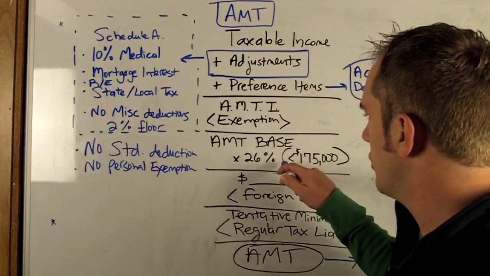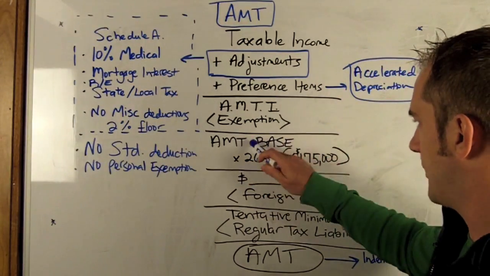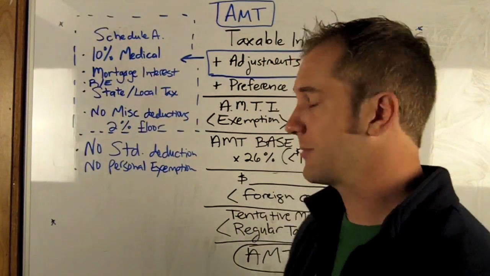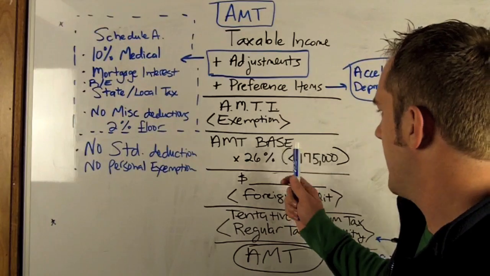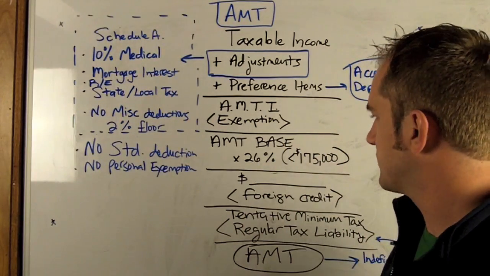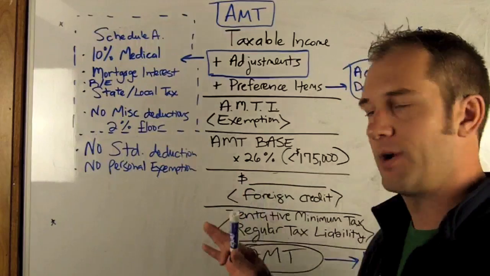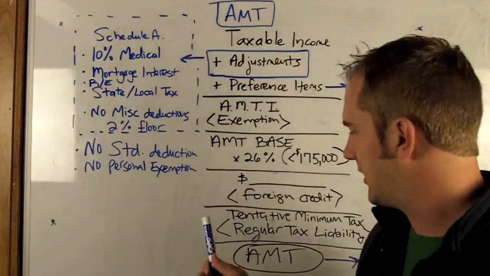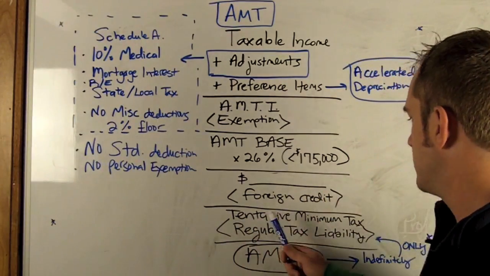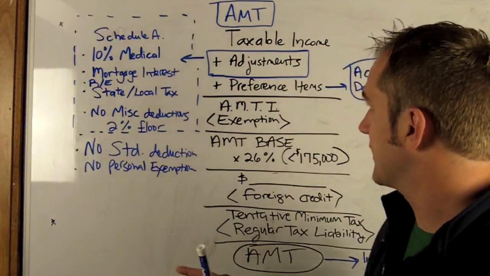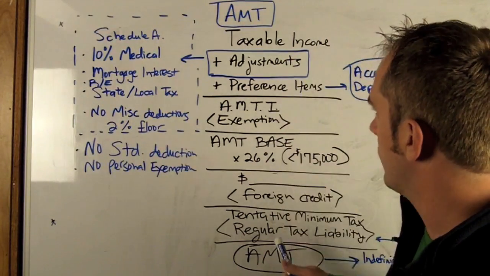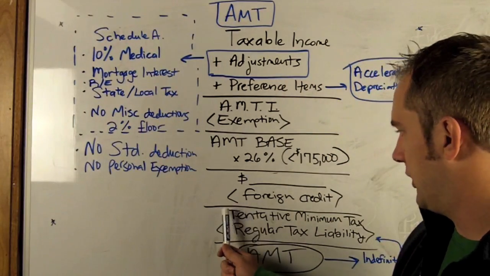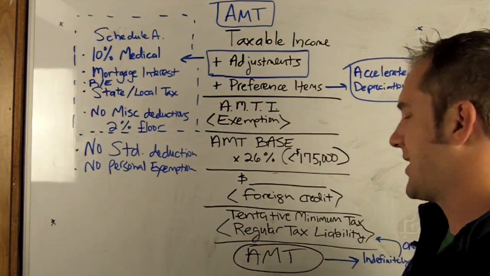And so to that, you apply a 26% rate if this number is less than $175,000, and I'm using the 2011 numbers from the Wiley book. Again, don't memorize that number. It gives you a number, and then you subtract a foreign credit for AMT, which brings you to your tentative minimum tax. Now, for purposes of the exam, don't mess with the exemption stuff. But basically, you need to know how we get to this tentative minimum tax number.